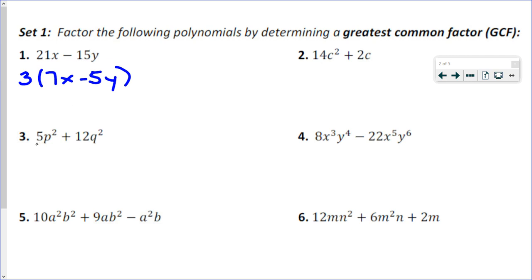On the next one, I have a 5 and a 12 and a p squared and a q squared. So is there anything that I can factor out of that? And the answer is no. The factors of 5 are 1 and 5, and neither of those are factors of 12. So for this one, you would simply write prime as your answer, and that means that it cannot be factored.